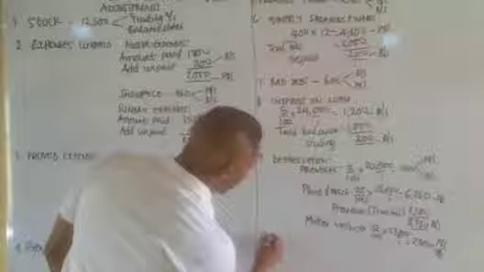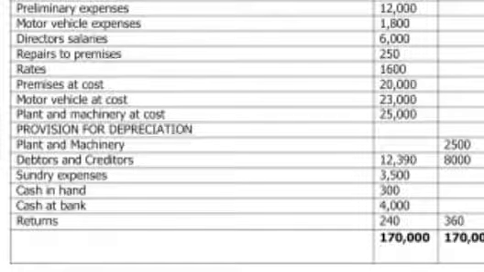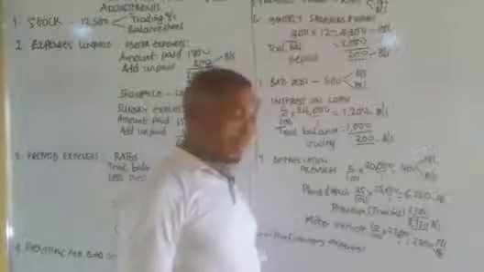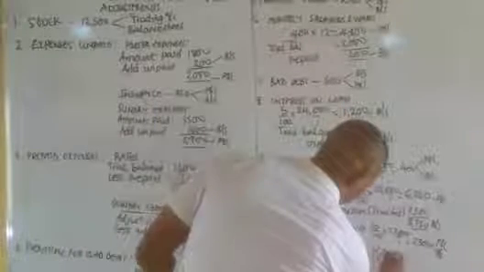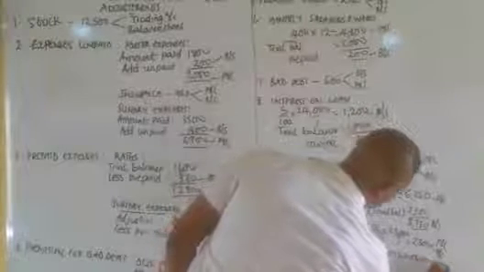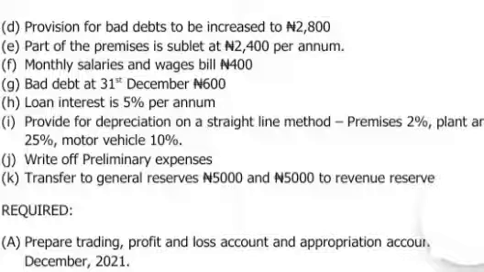Now, if you check in the trial balance, you will see preliminary expenses. What is preliminary expenses? These are expenses you incurred in trying to get a feasibility study for the existence of the company. So we should write it off as 12,000. It was 12,000. So to write it off, we will post it at the appropriation account. While the last part is transfer to general reserve 5,000 and 5,000 to revenue reserve.